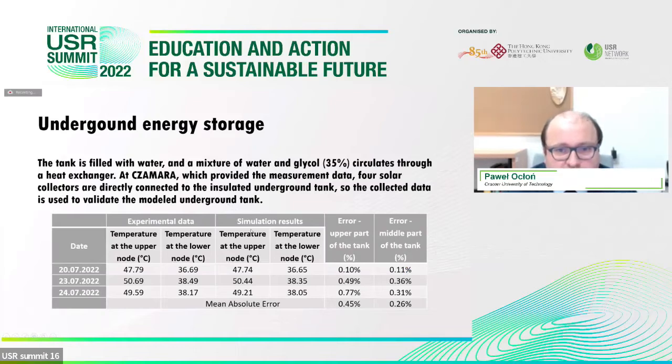So also for the underground energy storage tank, because it is insulated, it was quite easy to make this comparison here, and we can see very, very small errors compared to the measurements on various days of the year.